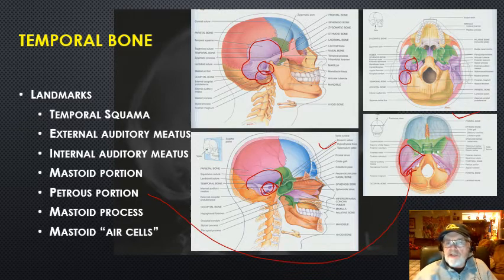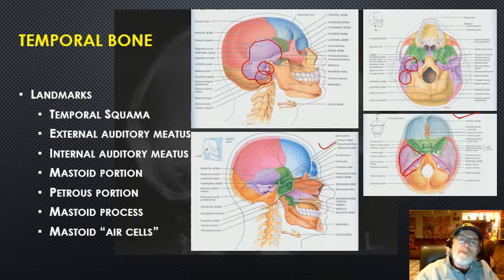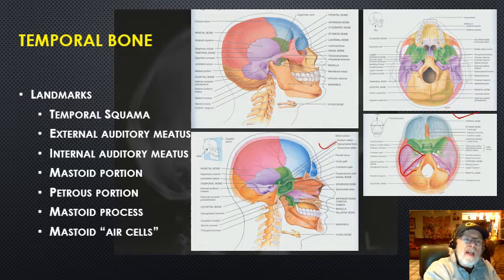Otherwise, it's not that exciting. I definitely think the most important things about the temporal bone you should remember, at least from what we see externally, are the external auditory or acoustic meatus, the mastoid portion of the temporal bone, and the mastoid process. I think those are the things that are most important that you see on the temporal bone.